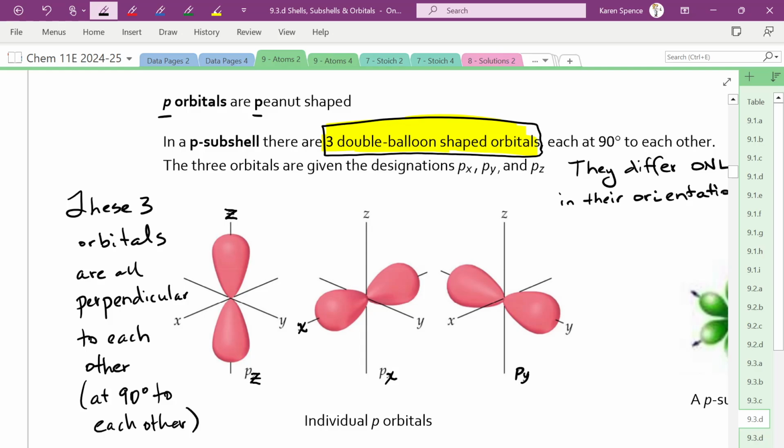But one thing I want you to notice about this is that although there are 2 lobes to each orbital, those 2 lobes together just make 1 orbital. Okay?